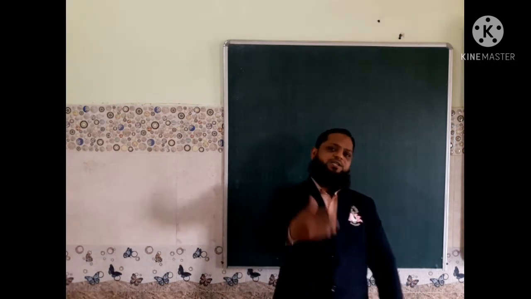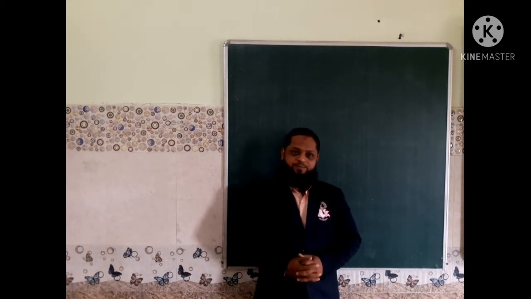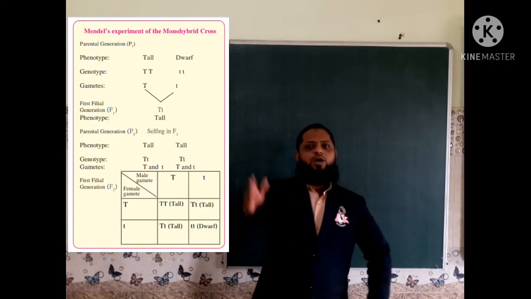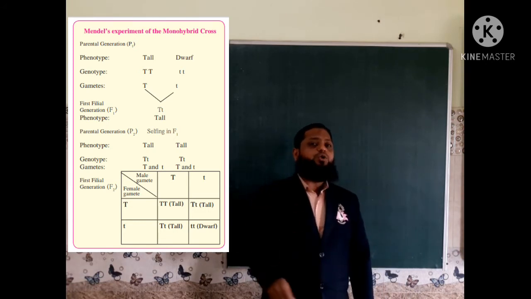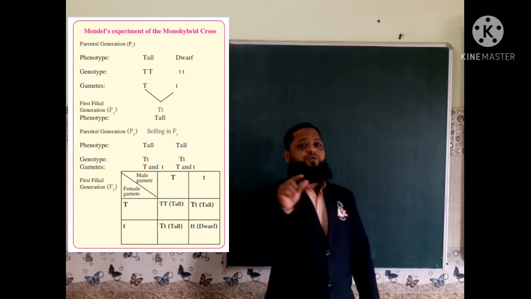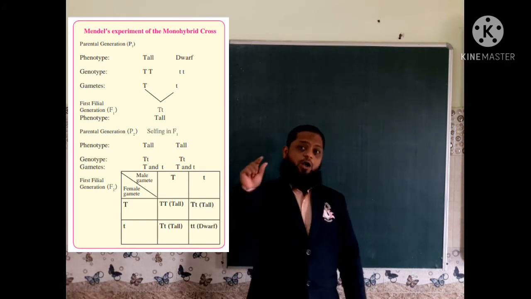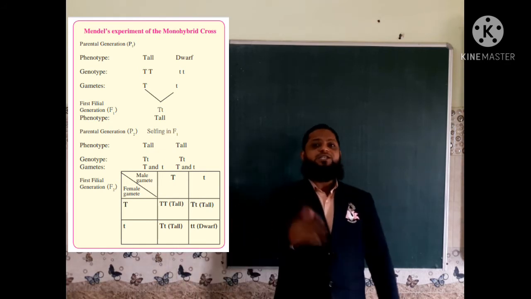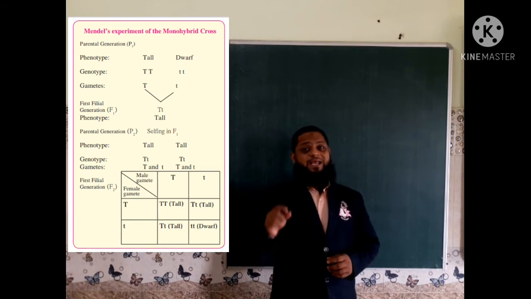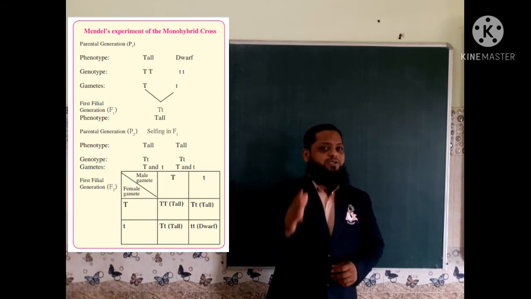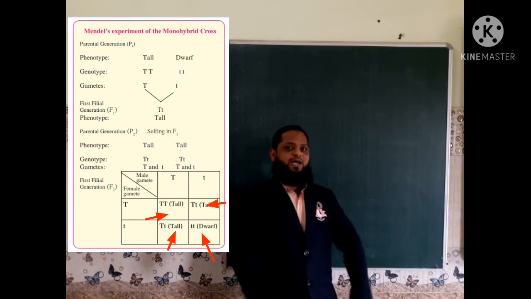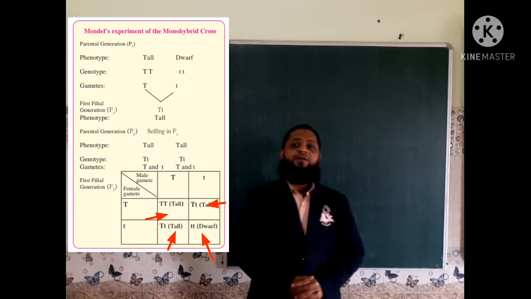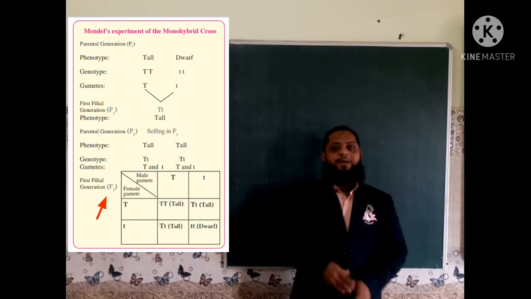Alright, then he proceeded with the experiment. If you observe the diagram, we can conclude that in the cross between the F1 generation tall pea plants, capital T small t, three tall plants and one dwarf plant will be there in the F2 generation.